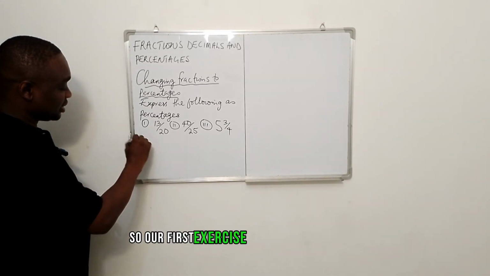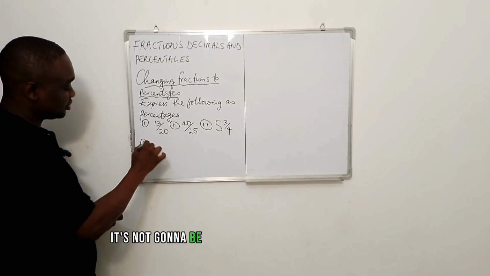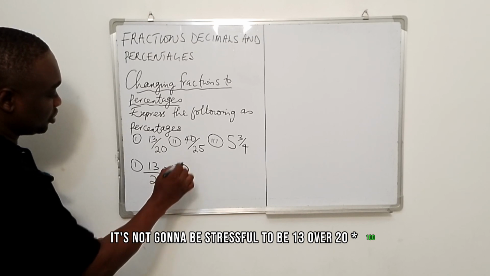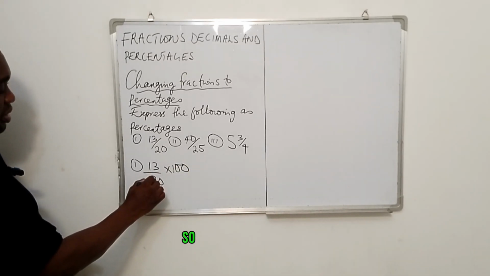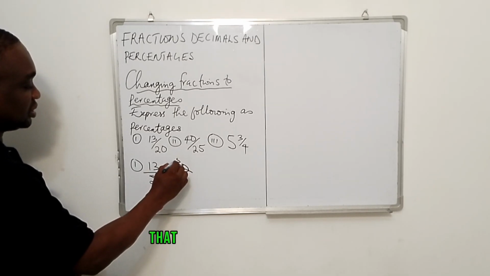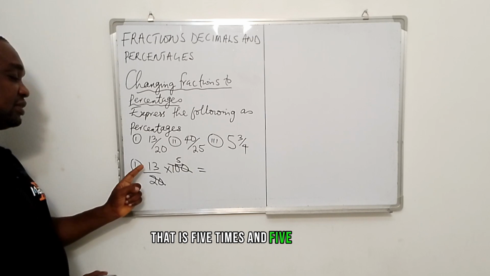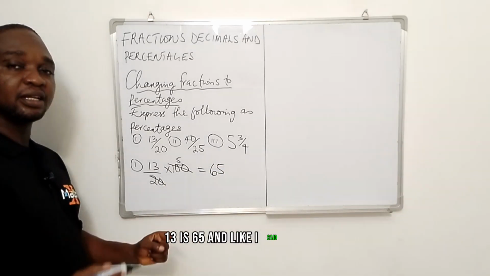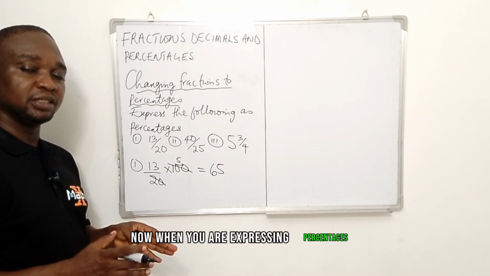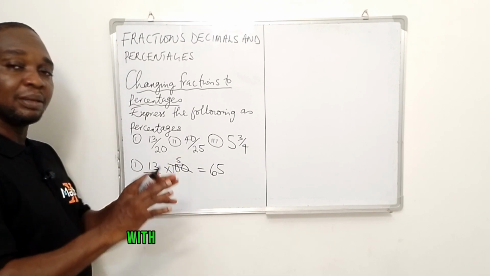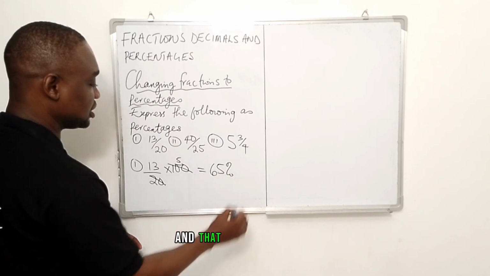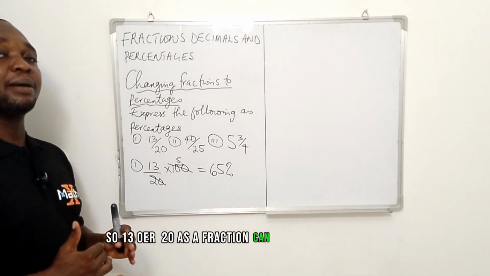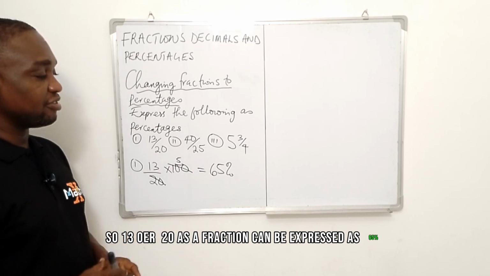So our first exercise is very simple. It's not going to be stressful. It will be 13 over 20 times 100. So 20 goes into 100 five times, and 5 times 13 is 65. And like I said earlier, when you are expressing percentages, you have a numerical value with the percentage symbol attached to it. So that is 65%. So 13 over 20 as a fraction can be expressed as 65%.